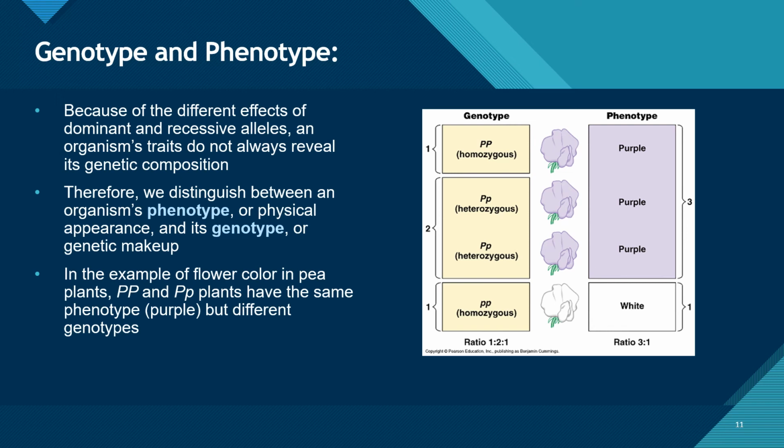And an example of the flower color, the pea plants, so the big P, big P, and big P, little p. So big P, big P means dominant because it's two big ones, and then big P, little p means recessive because it's one big and one small, but you don't have to worry about that yet. They have the same phenotype, or purple, but different genotypes.